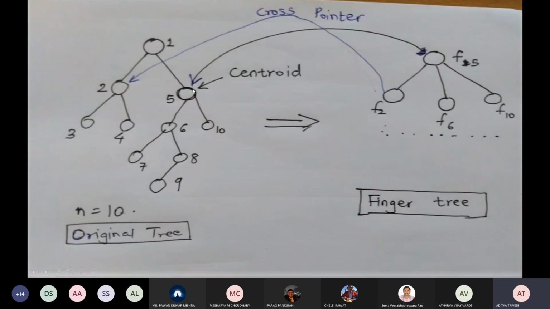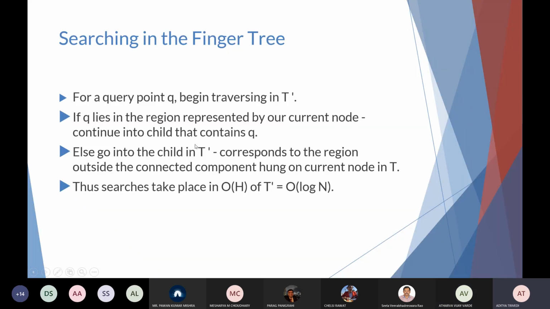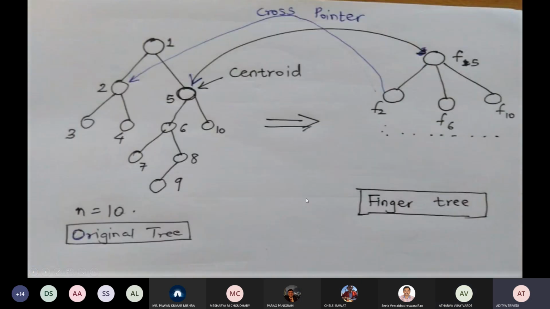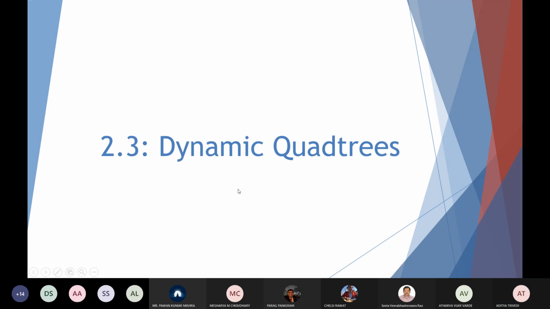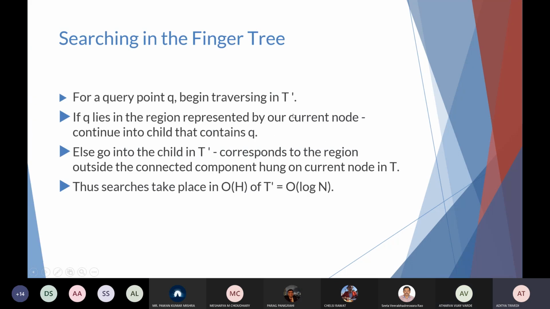Just take this example. Suppose the point is at 8. We start at 5. The point is not in 5, so it is in one of these three connected components. We know that it's in this connected component, so we go into F6. Then we repeat this recursively. This will take order h time in the finger tree, but h of the finger tree is log n. So searching takes place in order log n. So that was compressed quadtrees.